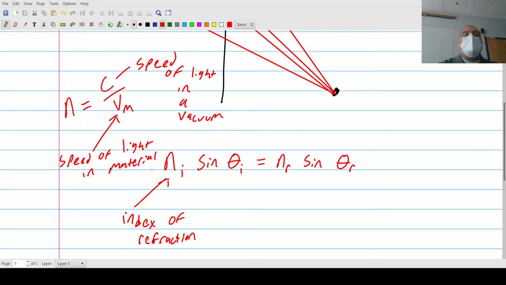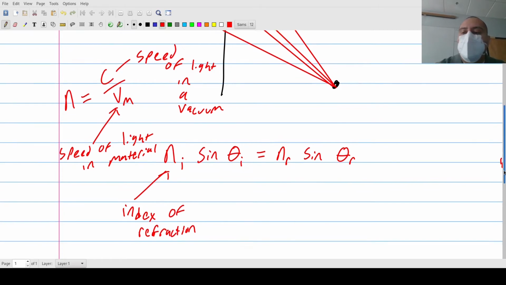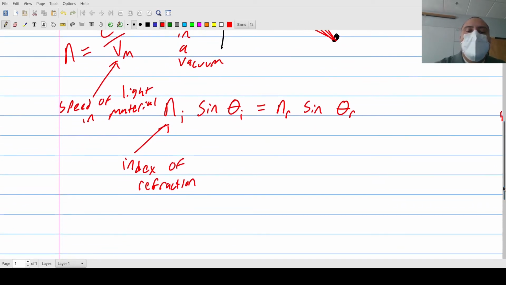So the bigger n gets, the slower light travels in that material. n is equal to 1 for empty space, because it would be the speed of light in a vacuum over the speed of light in a vacuum. For water, it's something like 1.33. For diamond, it's up somewhere around 2.5 because diamond slows down light a whole bunch. So these n's are indices of refraction. So n incident and n refracted are both the index of refraction.